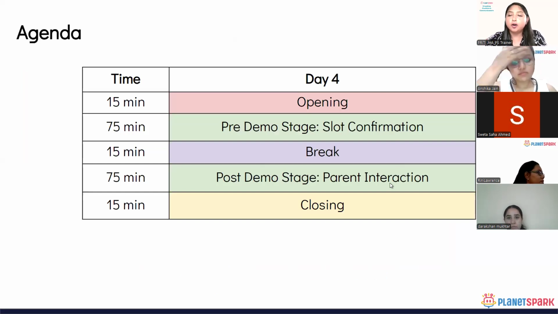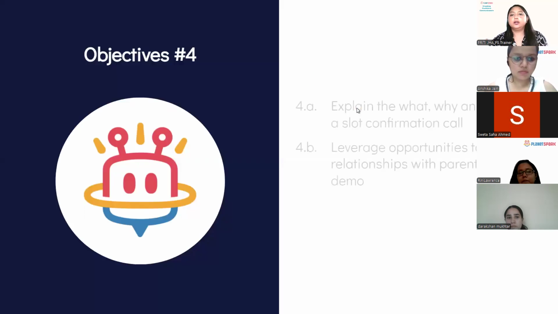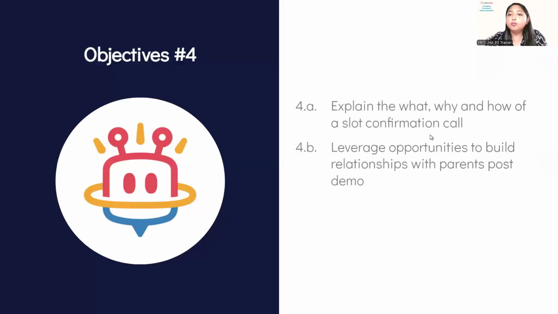Now, slot confirmation call is basically the pre-demo stage. Just before the demo conduction takes place, we call the parent, and that call is known as slot confirmation call. Now, we will see how we do it. What do we do in a slot confirmation call? What is this call all about? And why do we do this call? Okay, so we are going to explain the what, why, and how of a slot confirmation call.